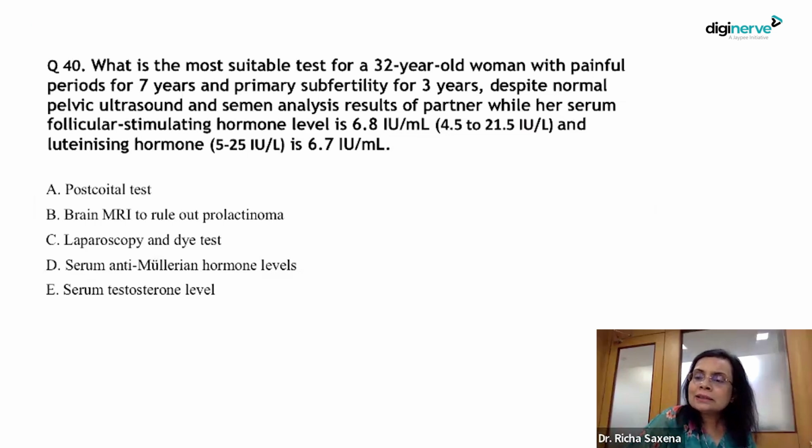So in this case, the semen analysis is normal, the pelvic ultrasound is normal, and her follicle stimulating hormone FSH and LH also appear to be more or less normal. So what is the next thing which you want to test in this case? If FSH and LH are normal, most likely the ovulation is also occurring normally. So next step, what should you do? You should do a laparoscopy and dye test to rule out any tubal blockage. Yes.